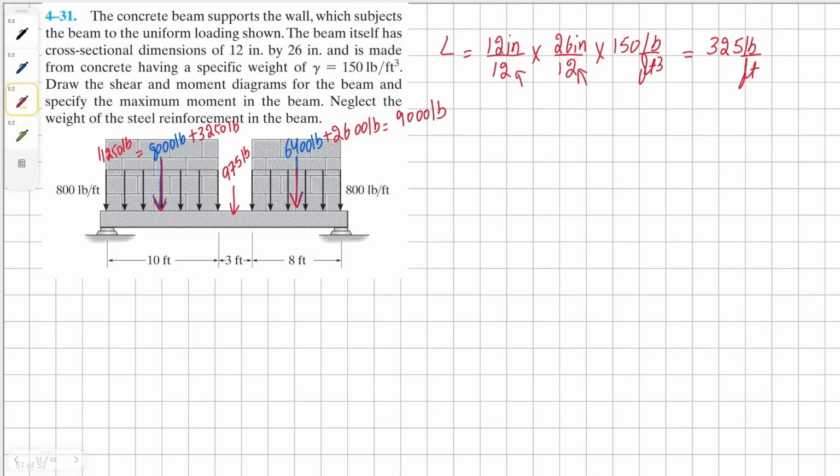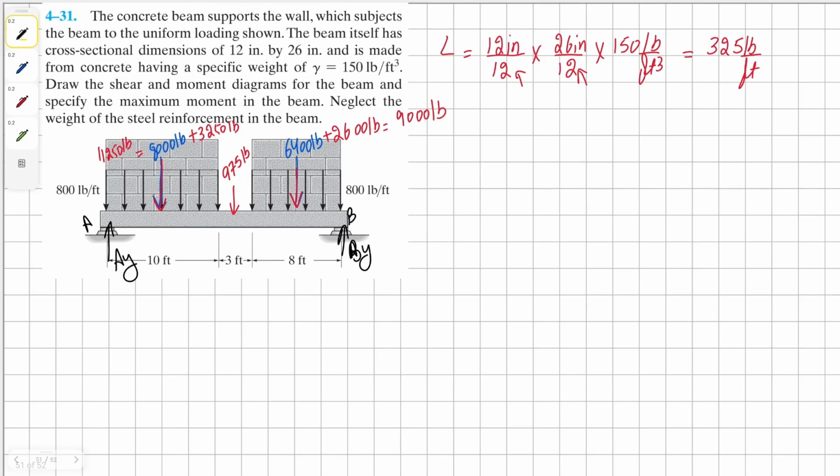Now that we have all the point loads, we know there's going to be external reaction forces. So I'm going to name these first of all A and B. So we can have AY and BY, and these forces we still have to calculate.